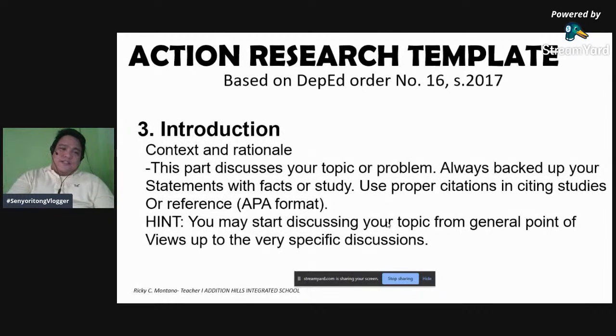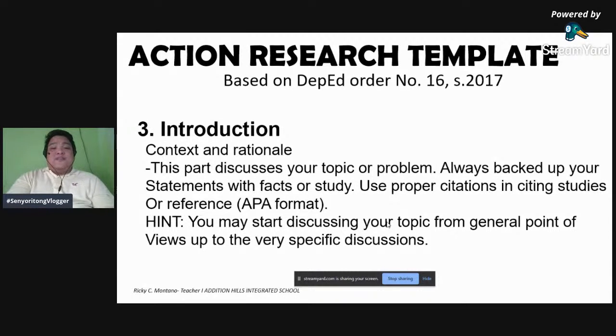Next is the introduction, so context and rationale. This part discusses your topic or problem. Always back up your statements with facts or studies. Use proper citation in citing studies or references, especially APA format. I know you know this.